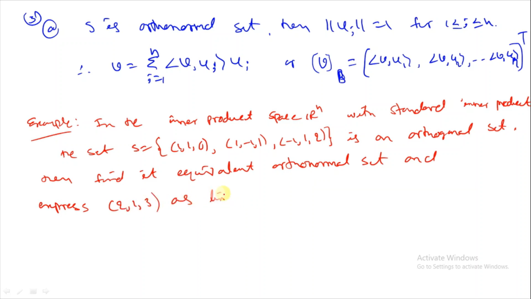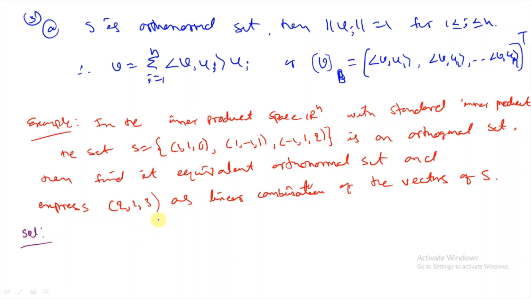as a linear combination of the vectors of S. So they are asking to express it as a linear combination of the vectors of S, which indirectly means find the coordinates of this vector with this set. Solution, it is simple. First, find its equivalent orthonormal set. What is the equivalent orthonormal set?